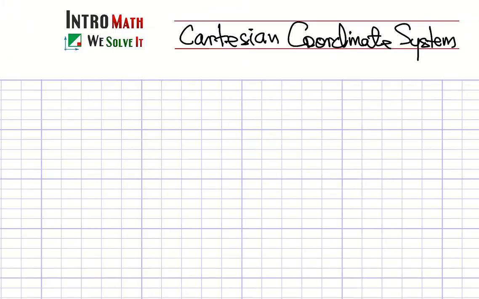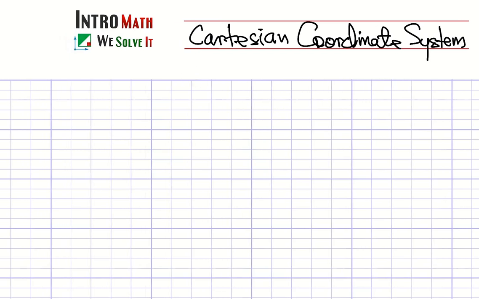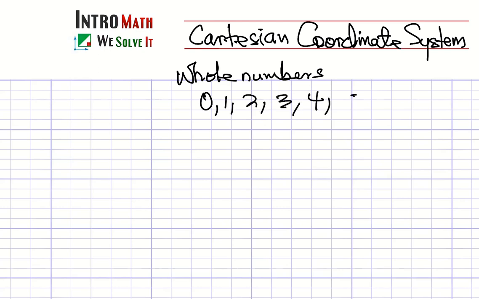All right, recall that when we were dealing with addition, subtraction, multiplication, and division, I said that we were dealing with what? Whole numbers, right? Whole numbers consist of 0, 1, 2, 3, 4, and keep going to infinity, right? These are called positive numbers. There are also numbers to the left of 0.